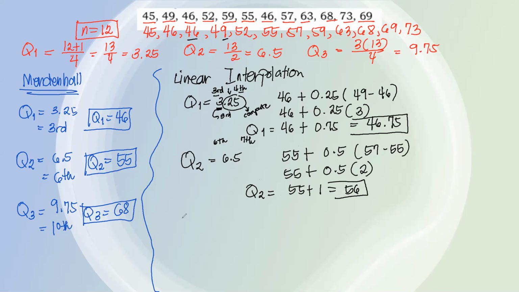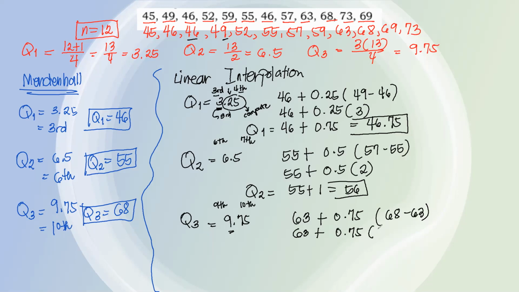Okay. Next, yung third quartile naman natin, that is located in 9.75. So, kunin natin yung nasa pagitan ng 9 at 10. Kunin muna natin yung 9th term. Yung 9th term po ay 6, 7, 8, 9, 63. Yan yung pang 9th term. Yung 0.75 is yung difference nila lang, 68. Kasi ito yung pang 9th term, ito yung pang 10th term. Tama ba? 4, 5, 6, 7, 8, 9. Tama.